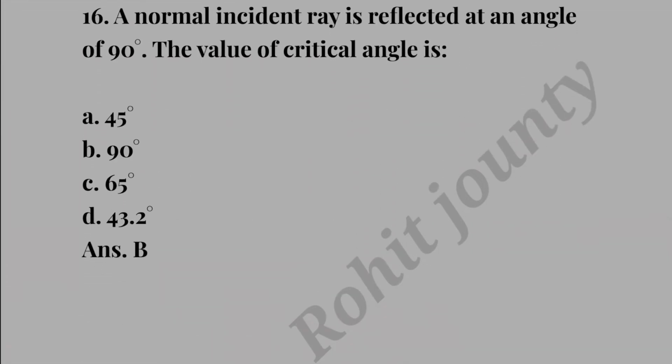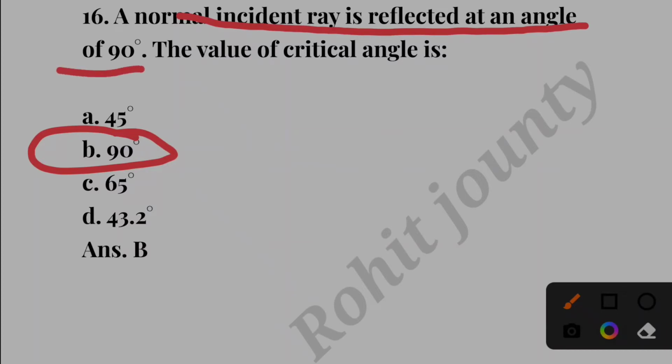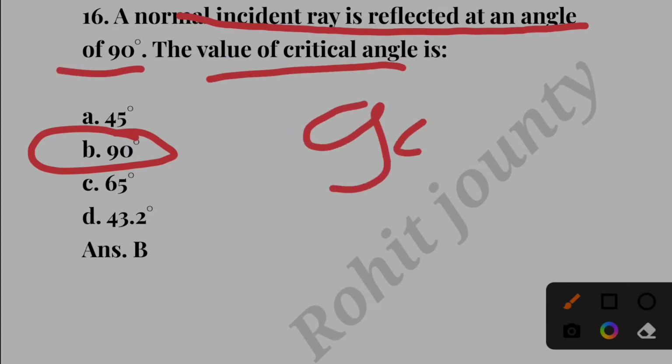Question number 16. A normal incident ray is reflected at an angle of 90 degrees. The value of the critical angle is option A 45, option B 90, option C 65, option D 43.2 degrees. The correct answer is option B 90. The value of the critical angle is also 90 degrees. B is the correct answer.